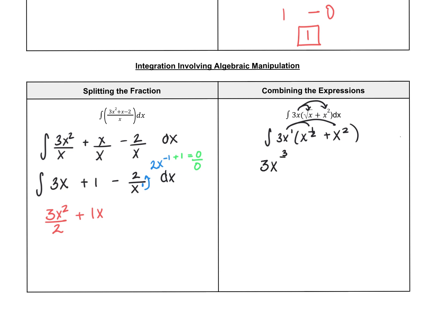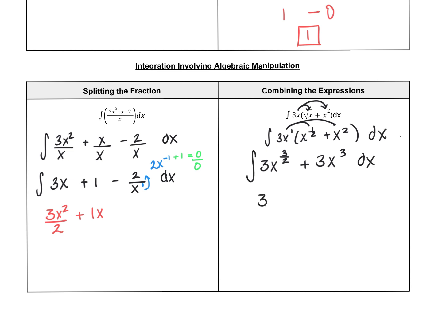3x to the 3 halves, right? 1 plus 1 half is 3 halves. And then I can keep going. 3x to now x to the first times x squared. We add the powers again, and that's a 3. So now from this, I can take my integral.